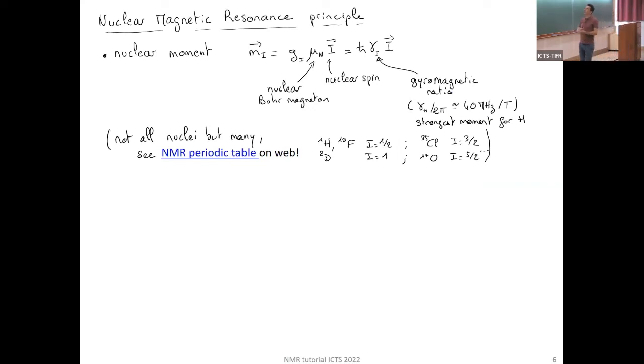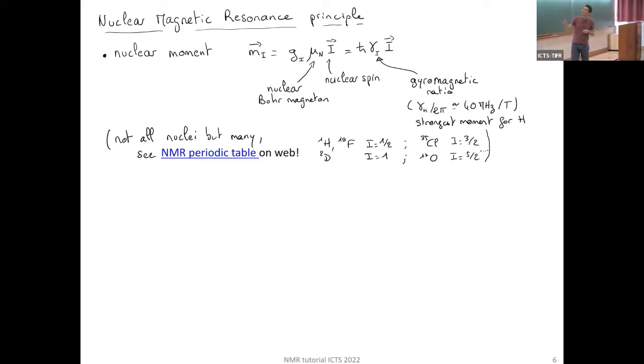Okay, so we want to use the nuclear moment of the nuclei. Many nuclei do have a spin, actually, not all of them. But sometimes if a nucleus doesn't have a spin, like oxygen 16, for instance, you can find an isotope which will have one, like oxygen 17. So you can use many nuclei at the end of the day. They are not all as good as others. There are different sensitivities, etc. But you can use a lot in the periodic table, provided you may enrich your sample.